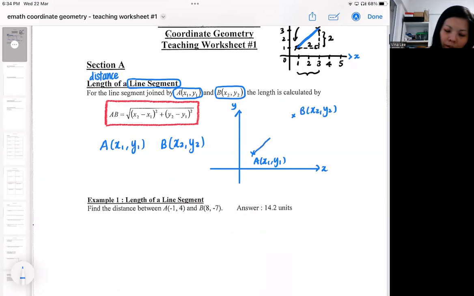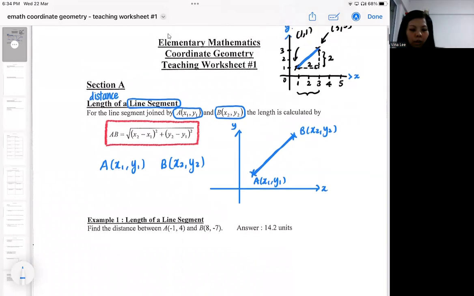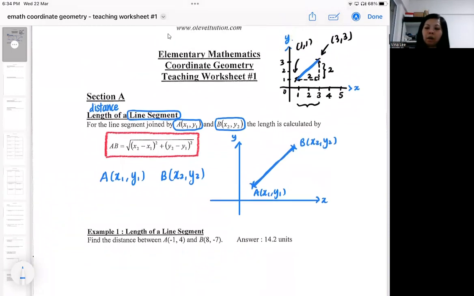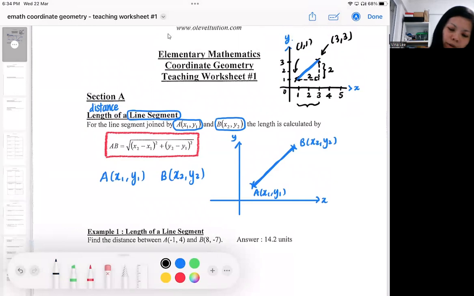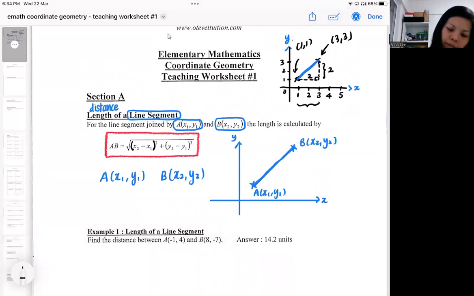If I'm interested in the length here and I would like to do a Pythagoras theorem, I need to draw it out, then I can do the Pythagoras theorem. But the formula helps me to calculate, so I'm going to show you how. First of all, this bracket is a subtraction of the x coordinates. You can subtract either way: x1 minus x2 or x2 minus x1. It doesn't matter. You can subtract it any way that you like.